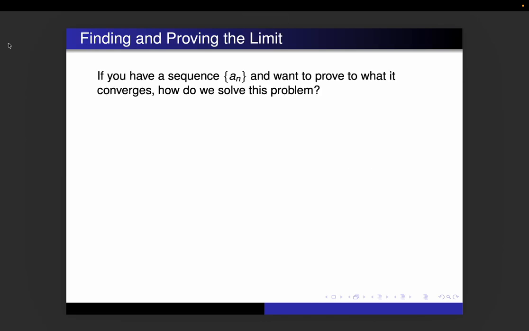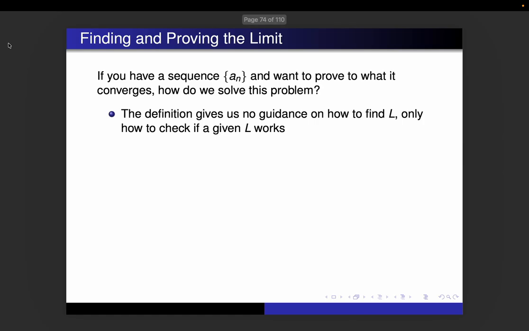All right, so if you actually have a sequence, a sub n, and want to prove what it converges to, how do we solve this problem? Well, if you think carefully about it, there's actually two problems. One problem is, what the heck is even the limit going to be? If you look back at that definition, it doesn't tell you how to find the limit. It only tells you how to check if the limit works. We have to actually guess the limit.